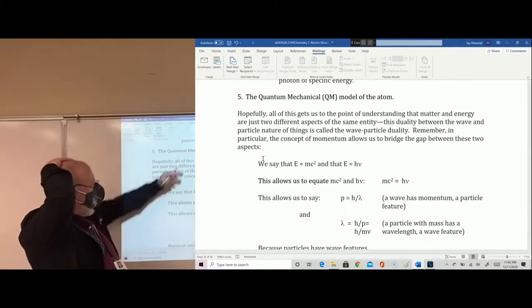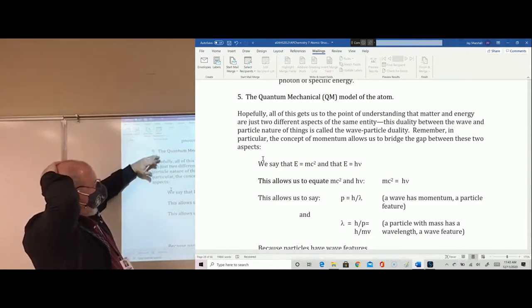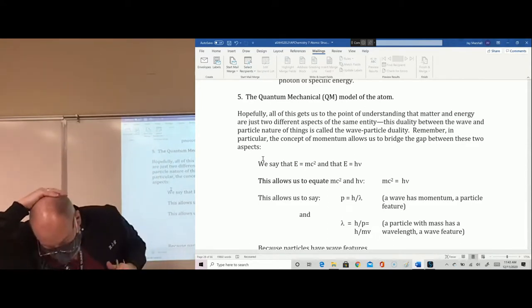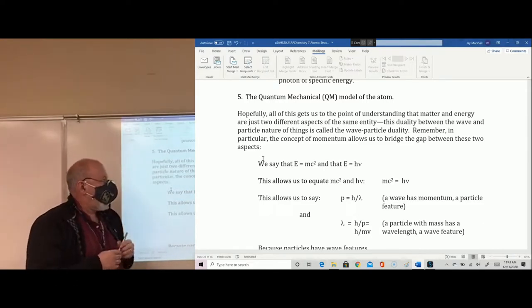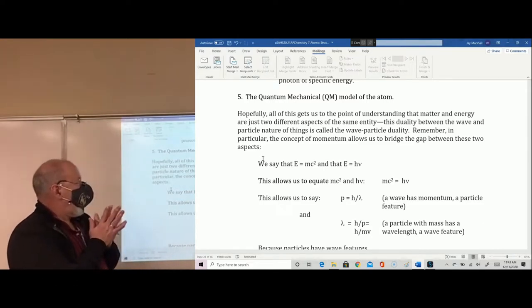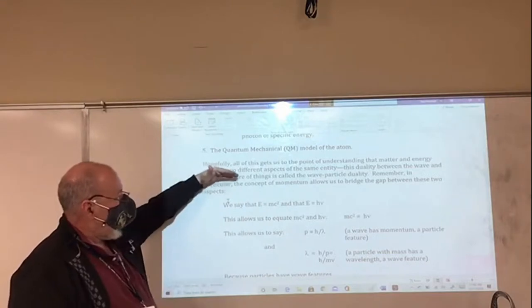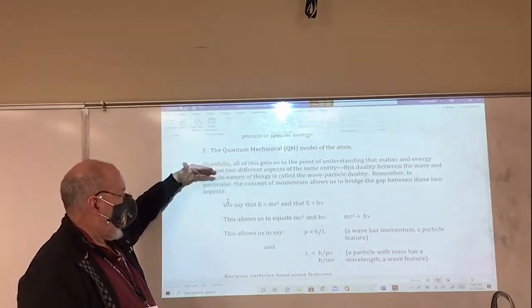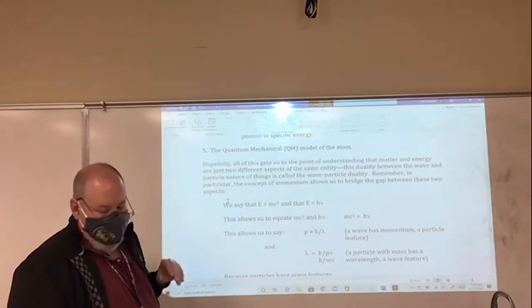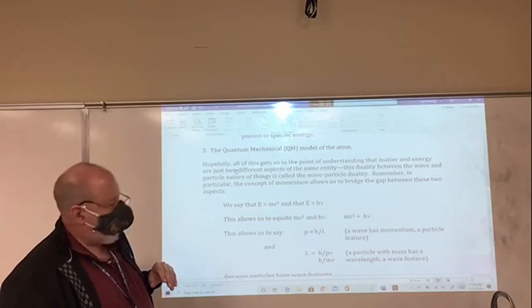Now, how do we take this a step further? What happened next? The quantum mechanical model of an atom. Hopefully this all gets us to the point of understanding that matter and energy are just 2 different aspects of the same entity. This duality between wave and particle nature of things is called the wave-particle duality. We've talked about that. And remember, in particular, we use the concept of momentum to bridge the gap between these 2 aspects.